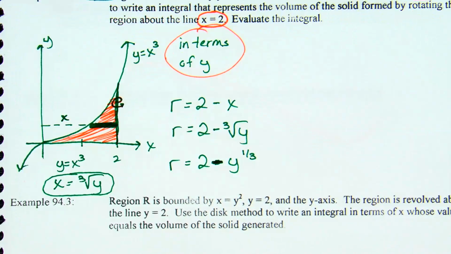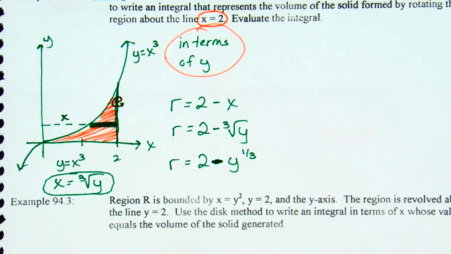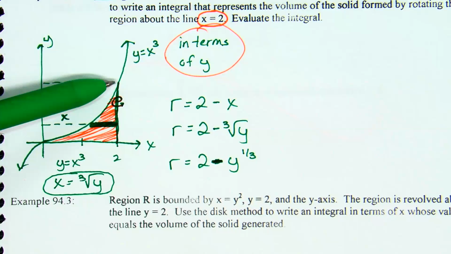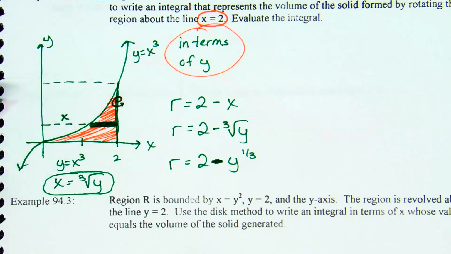Okay. The only thing we haven't done yet are the boundaries. What do I need my boundaries in terms of? Y, because we're working the problem in terms of y, which means I need to know how high does this go? What does this intersection point happen at? Eight. Because when x is 2, what is y? You can go back to the original y equals x cubed, right? When x is 2, y is going to be equivalent to 8.